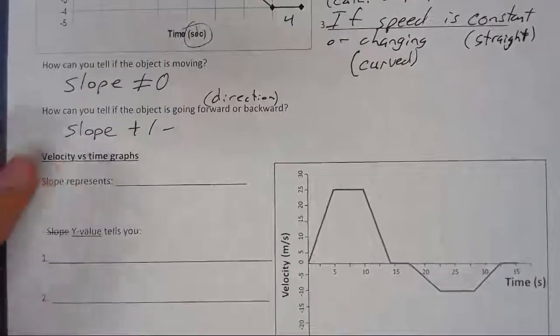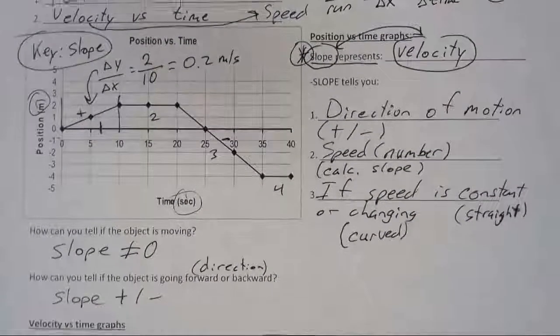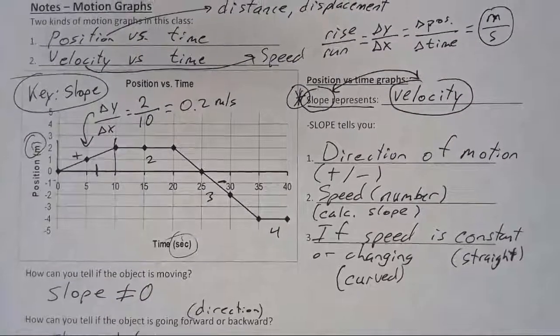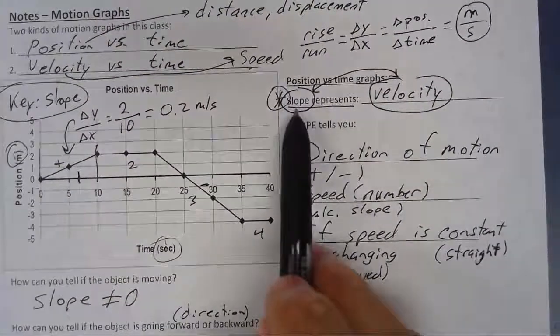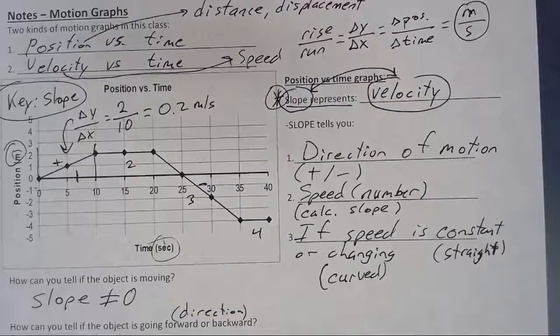Okay, we're going to continue on talking about motion graphs. The previous video was about a position versus time graph. Remember, the slope represents velocity.